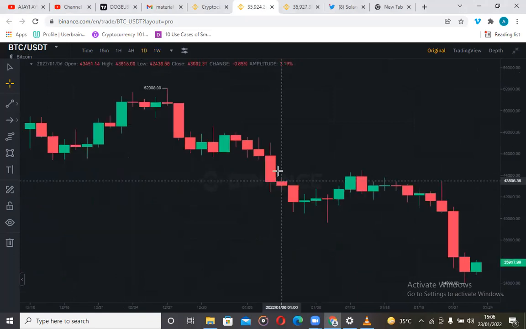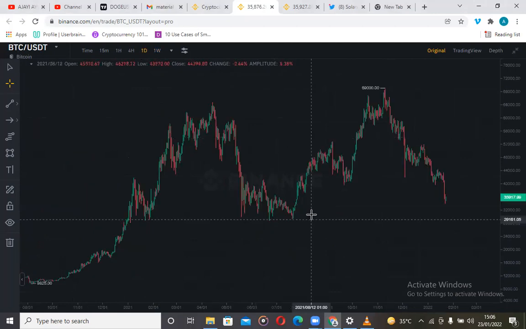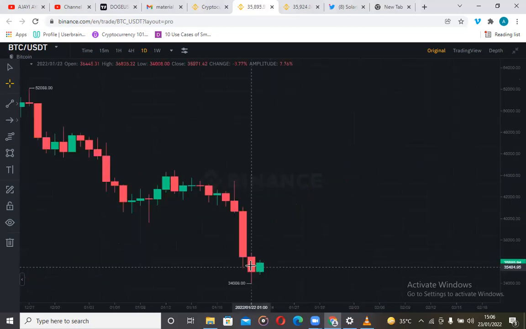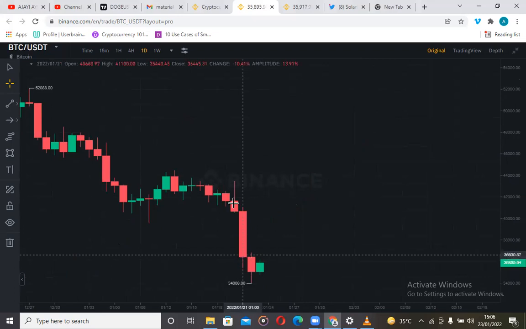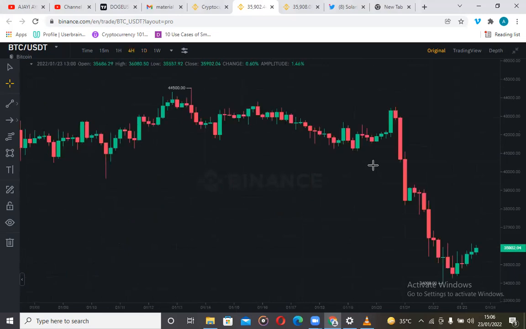You can see these are other movements, right? Another movement, right? So this is trying to tell you that each of these candlesticks forms for 1 day. See the time, 2022, 01, 22, right? This is January 20, January 19, January 18. So each candlestick forms for 1 day. If I use the 4 hours chart, each of these candlesticks forms for 4 hours, right?